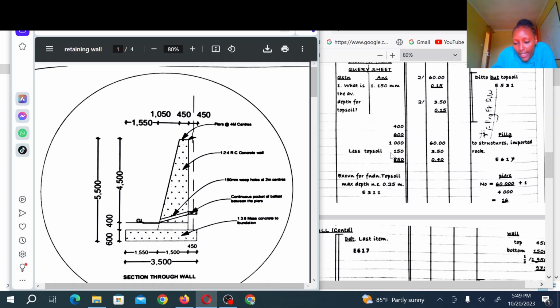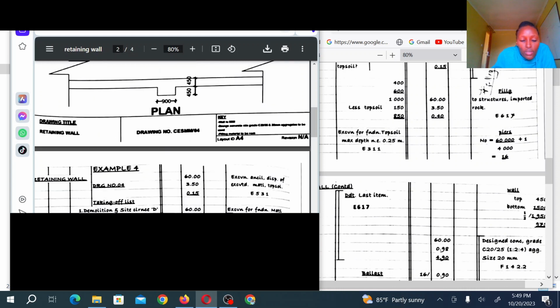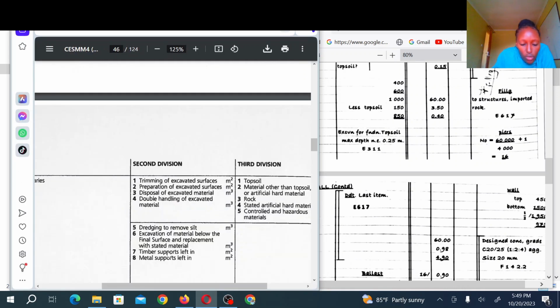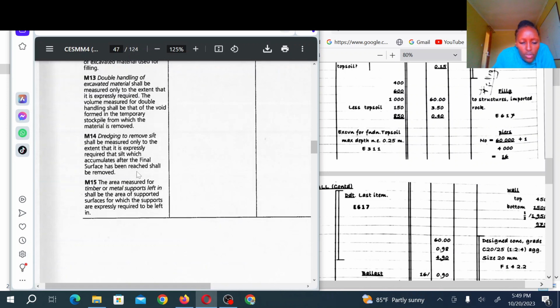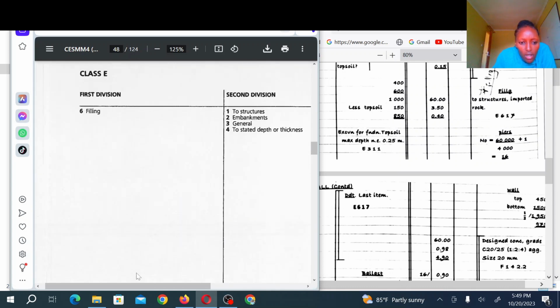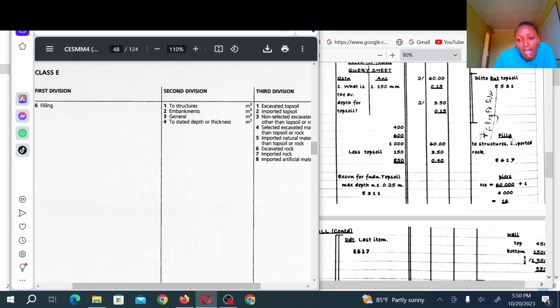Now, in filling, we want to fill. You see, our filling is still in class E. We shall go to CESMM, and then to class E, whereby we shall be dealing with filling. We are told that we can fill to structures, we can fill to embankments, we can do general filling, or we can do filling to stated depth or thickness. Now, in our case here, we want to fill the foundation using imported rock.